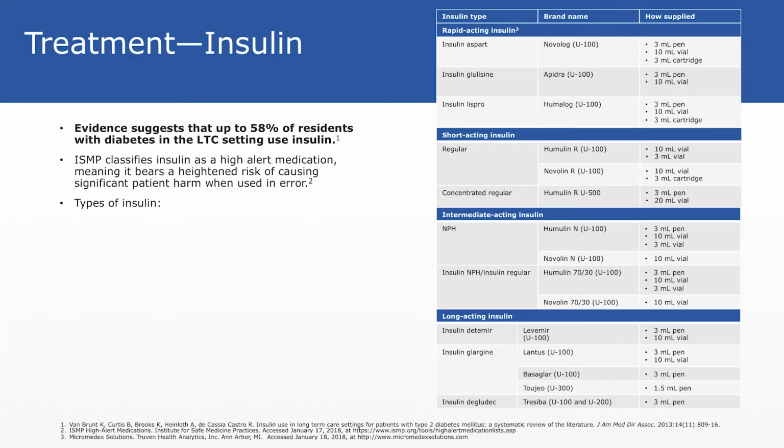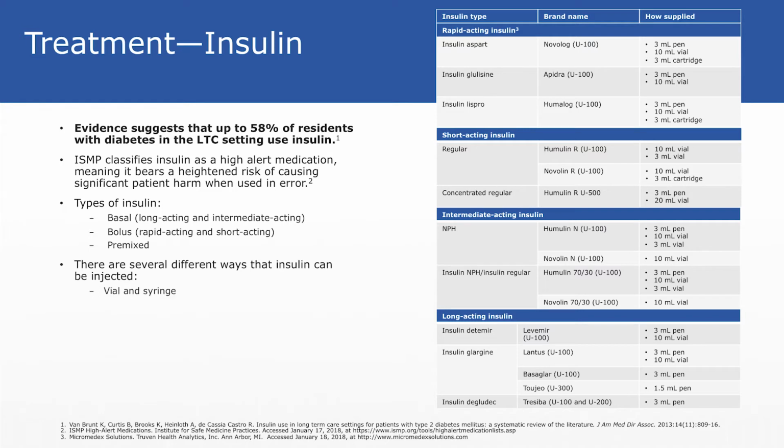There are 3 types of insulin: basal, bolus, and premixed. Basal includes long-acting or intermediate-acting insulins. Bolus includes rapid-acting and short-acting insulins. And premixed includes a combination of the two. Since insulin cannot be taken orally, it has to be injected or infused into the body. The most common forms of insulin delivery are injecting using either a vial and syringe or a pen and pen needle. A list of insulin types, including their brand names and formulations, are provided in a table to the right-hand side of the slide.